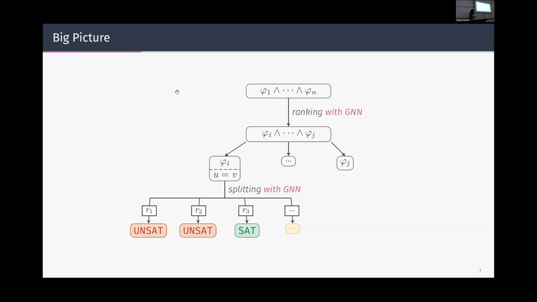And this is where it happens, because we use GNN for ranking equations, and then for splitting, because when we have to deal with one word equation, we can apply different rules. And basically, we ask GNN, okay, here, how can you reorder equations? And here, okay, which rules should I apply first?